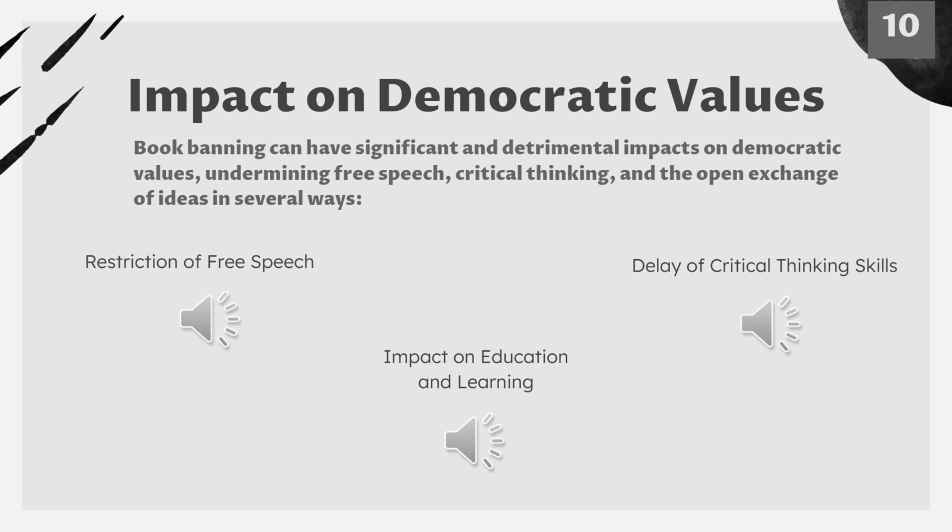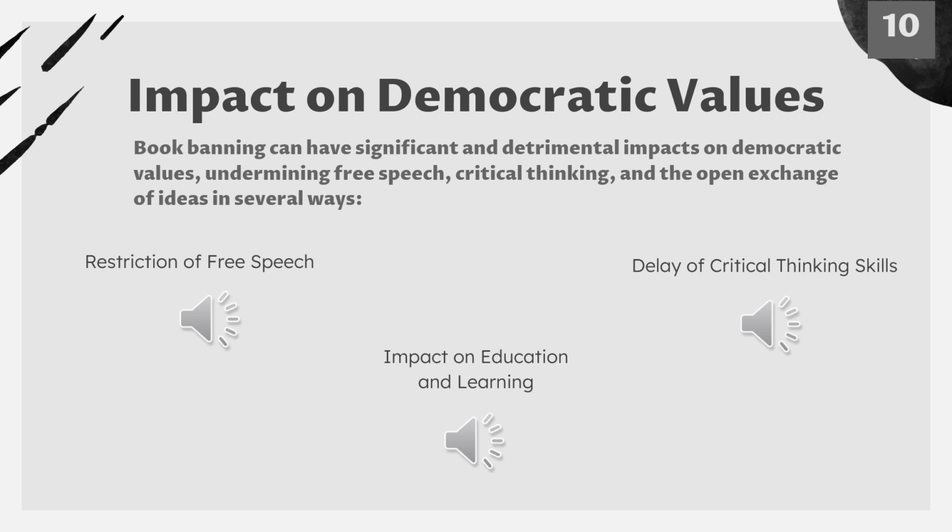In educational settings, book banning limits students' access to a comprehensive and diverse range of materials. It inhibits their exposure to different viewpoints, hindering their ability to develop critical thinking skills and engage in informed discussions about complex societal issues.